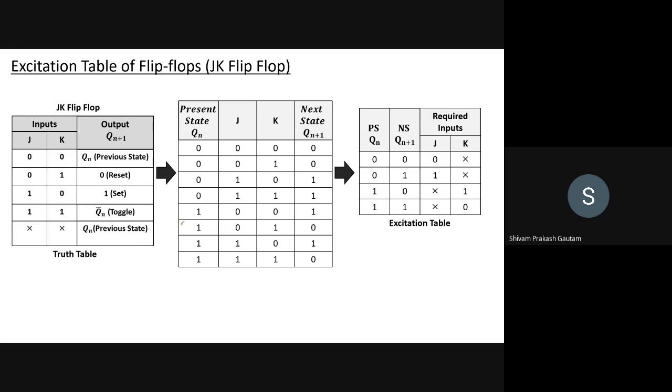Let us just check the excitation table once. When past state and future state both are 0, J is equal to 0 and K is equal to don't care. It can be either 0 or 1. You can see the rest of the states on your own. Since we have already covered, let me move forward. Is there any doubt in this slide?